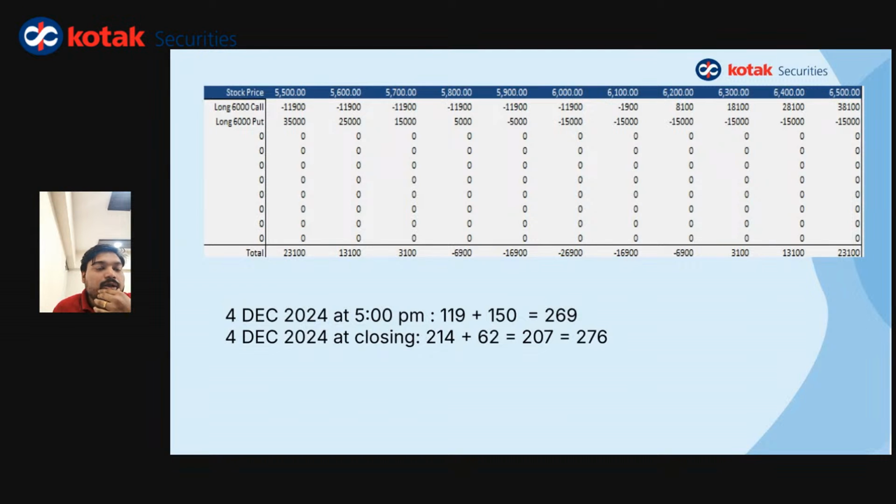I'm sorry, actually it's not 207. It's 276. So initially my amount was 269, and by the end of the day it was 276. However, the profit is not much. It's just 7 points. But there are scenarios where you can have 15 points or 20 points also when you have a very one side direction in crude oil after the inventory comes out.